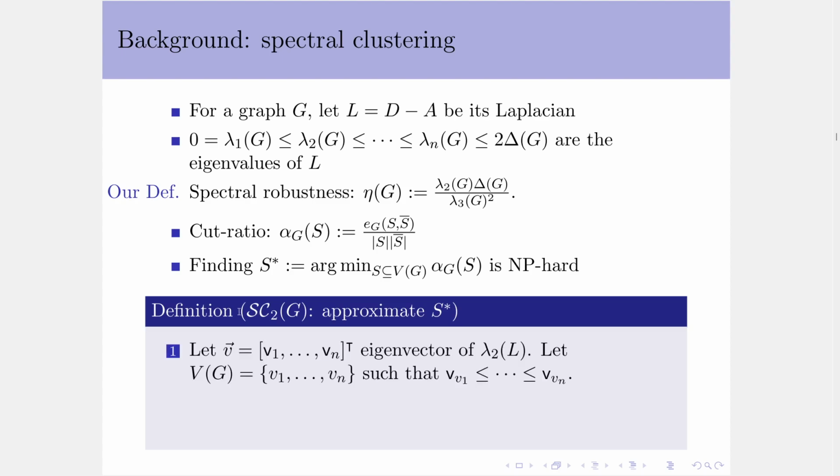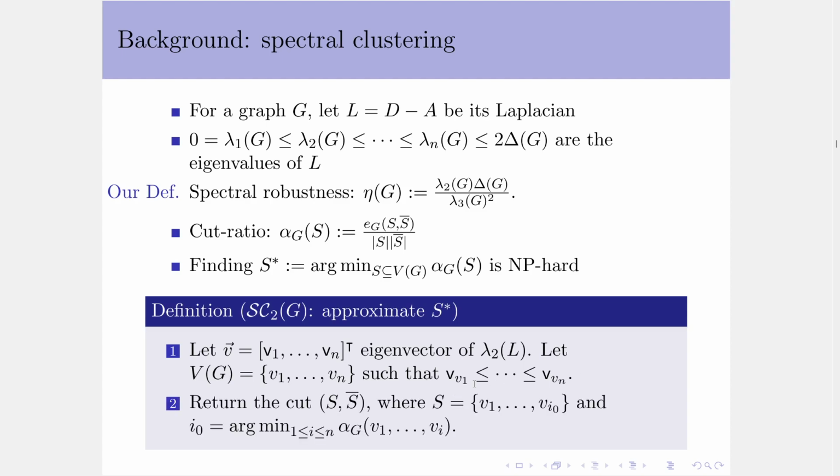How does the spectral clustering algorithm work? It first takes the eigenvector of the algebraic connectivity lambda 2, and it reorders the vertices of G in such a way that the second eigenvector components are in increasing or decreasing order. This is known as the spectral ordering of G.